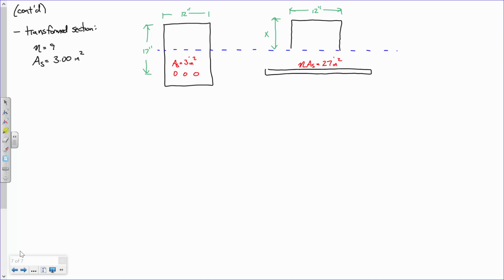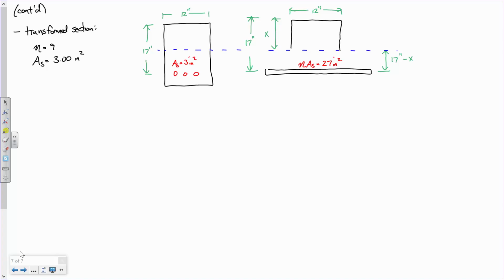Now, let's make sure we're clear on some other things. What is this dimension right here? That is 17 inches. So my question, what's that? 17 inches minus x. Does that make sense? You need to be able to define that in order to determine where the neutral axis is. That's going to be kind of important.